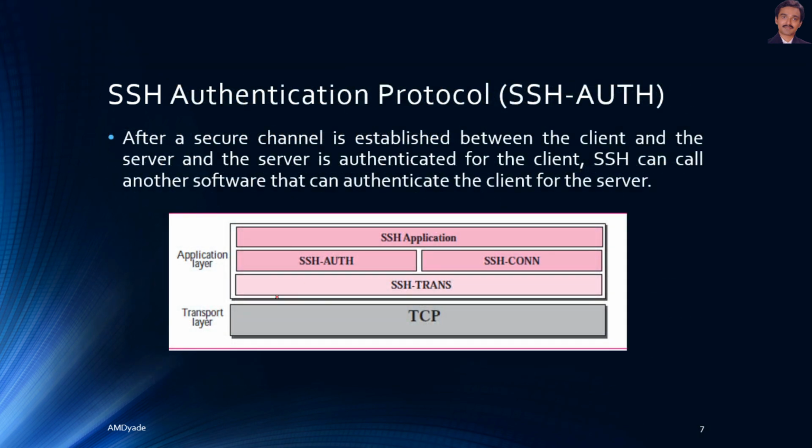Next is the SSH authentication protocol, SSH auth. After a secure channel is established between the client and the server using SSH trans, the server is authenticated for the client. SSH can call another software that can authenticate the client for the server. This provides the authentication service, SSH auth.